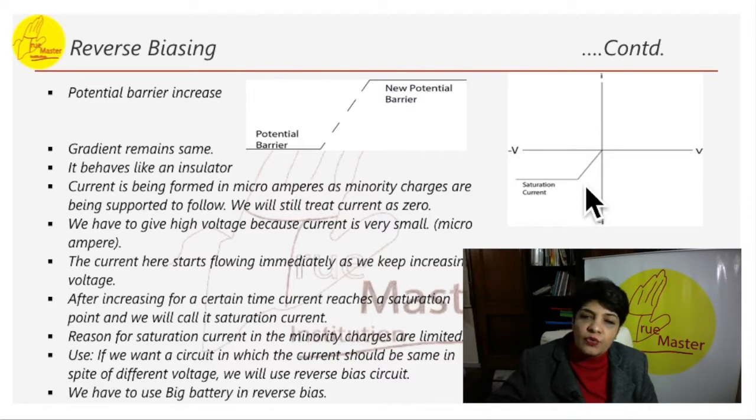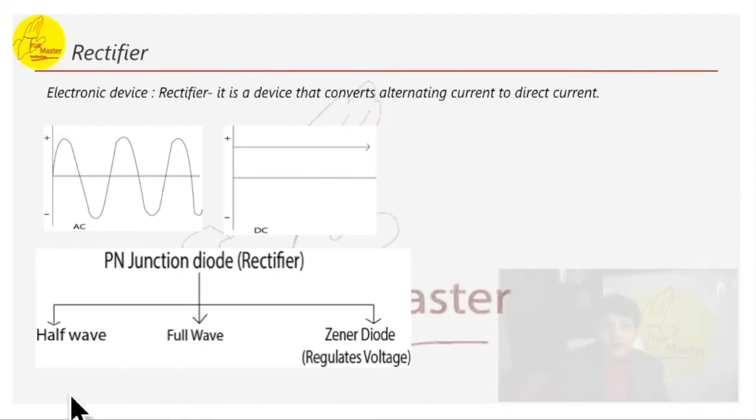So then we are going to use a reverse bias circuit. You have to remember, sometimes a question comes: where do we use the big battery? We have to use the big battery in reverse biasing.